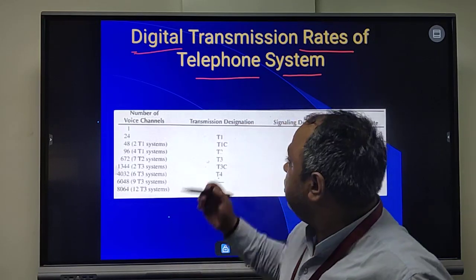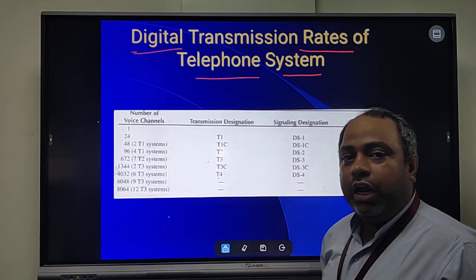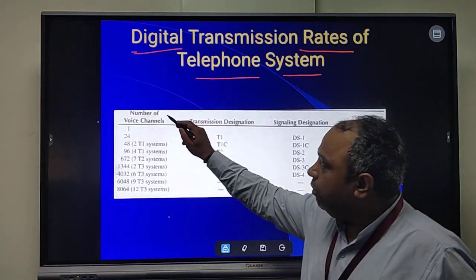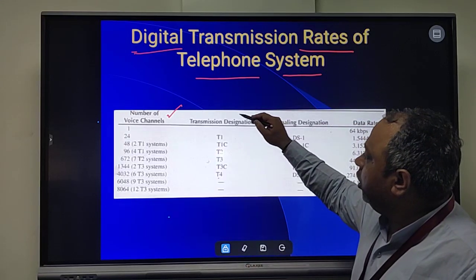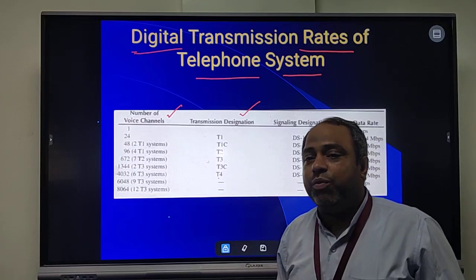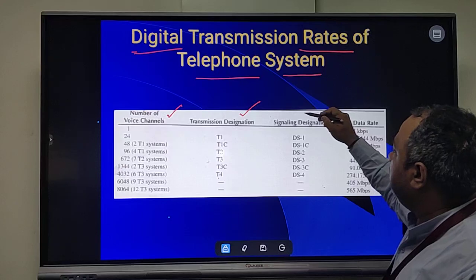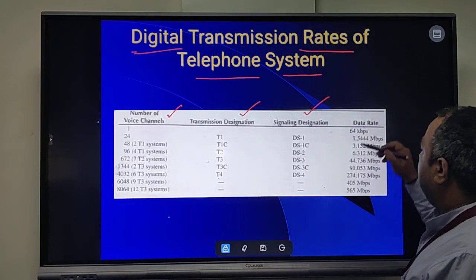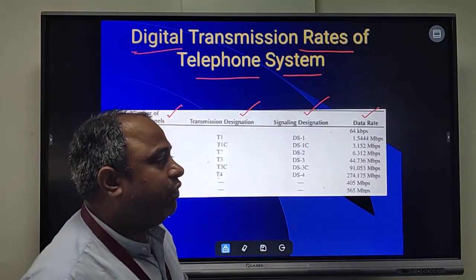So that is the efficiency which can be defined. These are the rates at which the signal can be effectively and efficiently used to share information from one side to the other. Here I am talking about the number of voice channels I use to transfer the information. Then the transmission designation: what kind of mechanism or method I am using for the transmission of that data. Then the signaling designation: what kind of signal we use for the transmission of data. And last, the data rate: what data rate I can use to transfer the information.